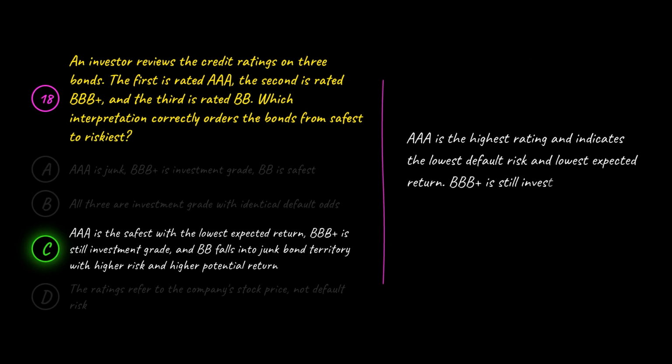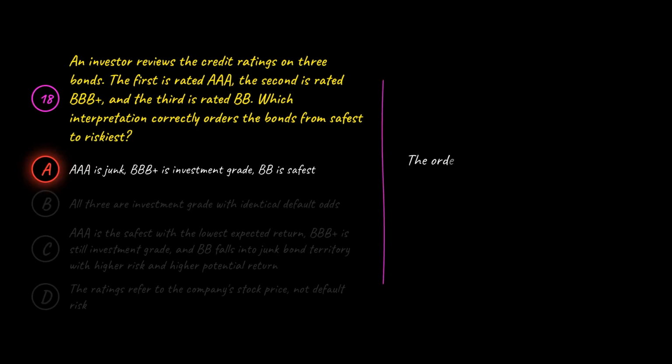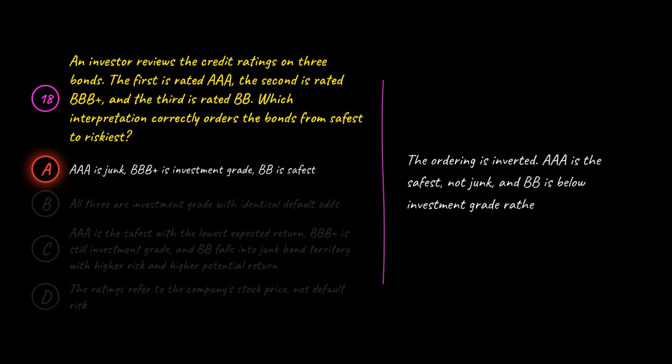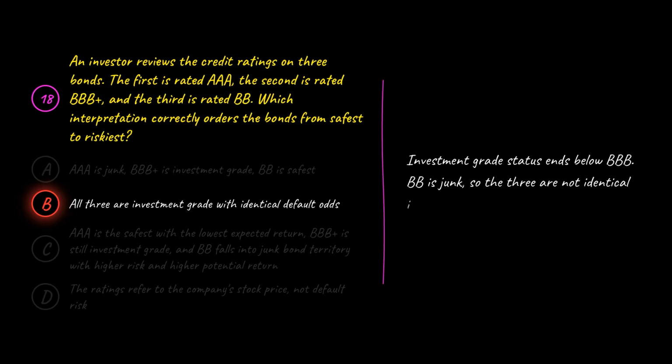BBB+ is still investment grade, and BB and lower are classified as junk bonds with higher risk and higher potential reward. A is wrong because the ordering is inverted. AA is the safest, not junk, and BB is below investment grade rather than safest. B is wrong because investment grade status ends below BBB. BB is junk, so the 3 are not identical in risk.